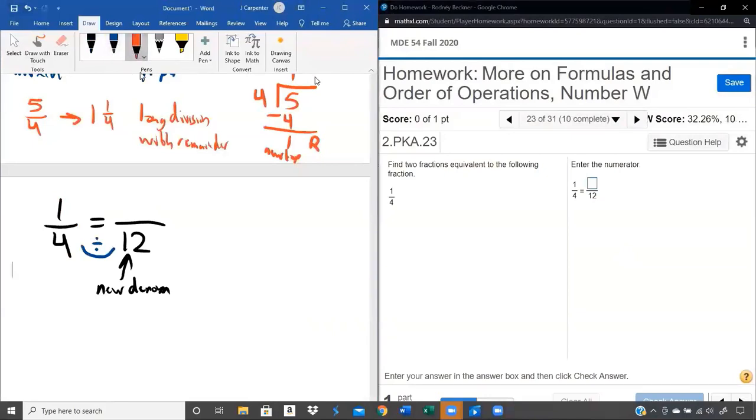And then after that, so that would be the first step. The second step is you take whatever you get after that and you multiply by that 1. That's your second step. So laid out directly, we say 12 divided by 4 is equal to 3. We take that number, that 3, and we multiply it by the original top.